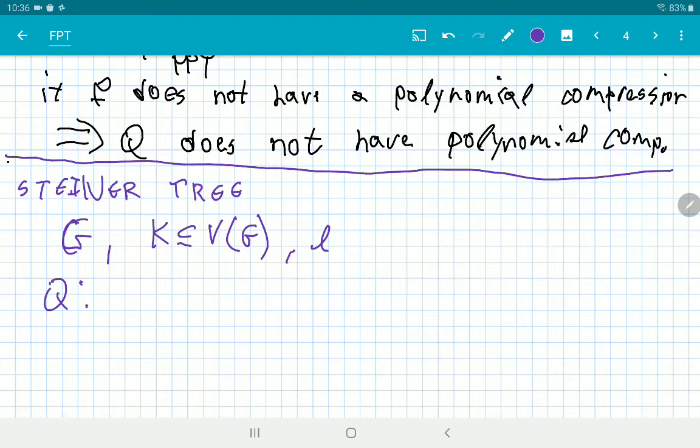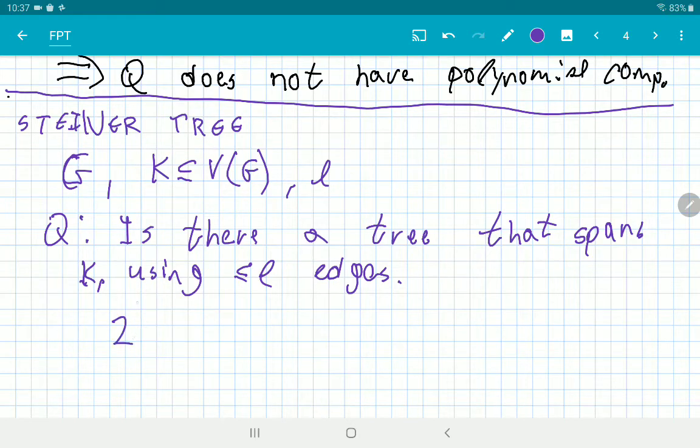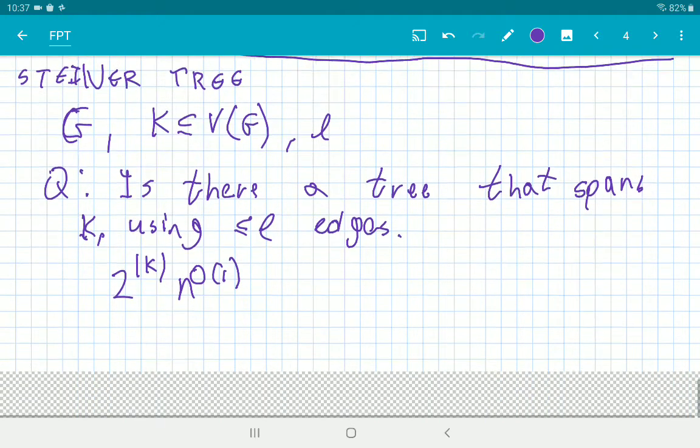Okay, and the question is, is there a tree that spans K, right? It spans all the terminals, using at most L edges. So we already saw, in fact, a fixed parameter tractable algorithm that works in something like 2 to the k times n to the O(1), right? I don't remember if it was 2 to the k or k factorial, whatever. The idea was that you're guessing the tree structure, or more formally, you do dynamic programming over the subsets. We saw it earlier in the course. Okay.